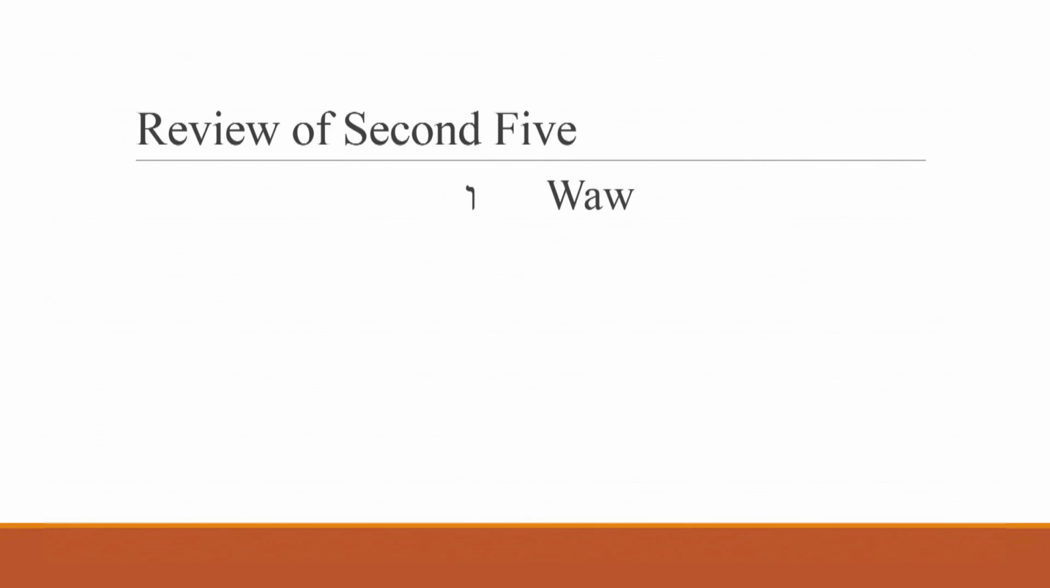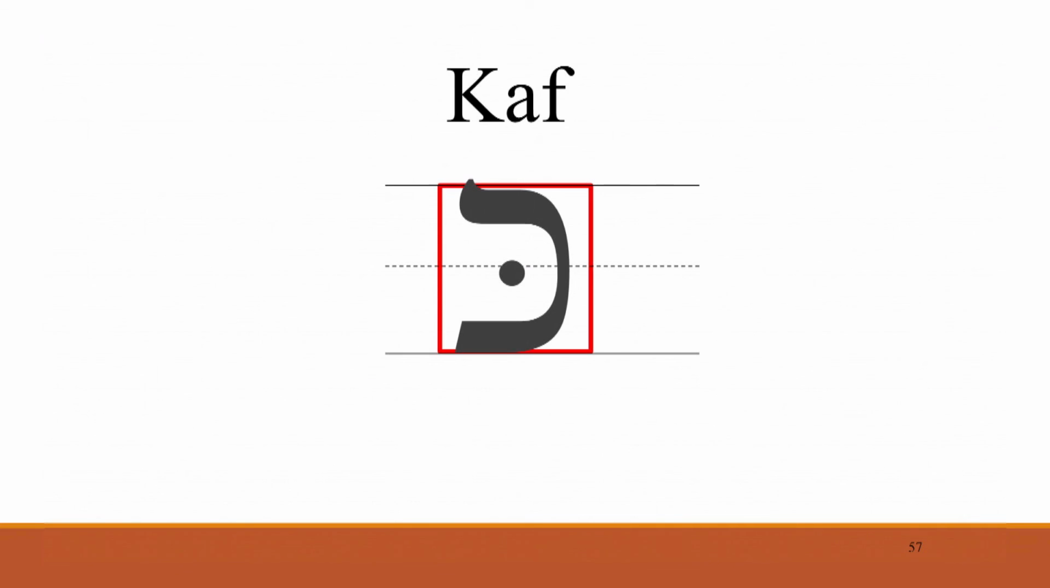Let's review those. Vav, Zayin, Het, Tet, and Yod. All right, that's the first 10. We're going to take the last 12 and put them in groups of 4. Here we go, the first group of 4.